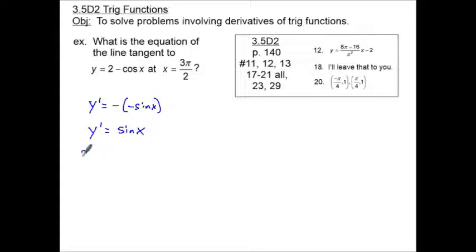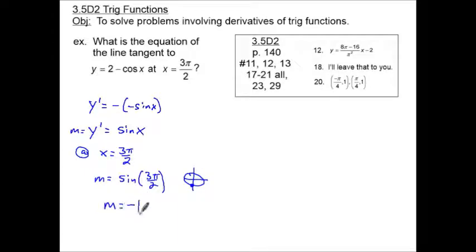Now what I really want to know is the slope at x equals 3 pi over 2. Remember that the slope is the same thing as the derivative, so at this point I'm really saying m equals the sine of 3 pi over 2. Because we all expertly remember our unit circle, 3 pi over 2 is right down there, so our sine value there is negative 1, so our slope is negative 1.